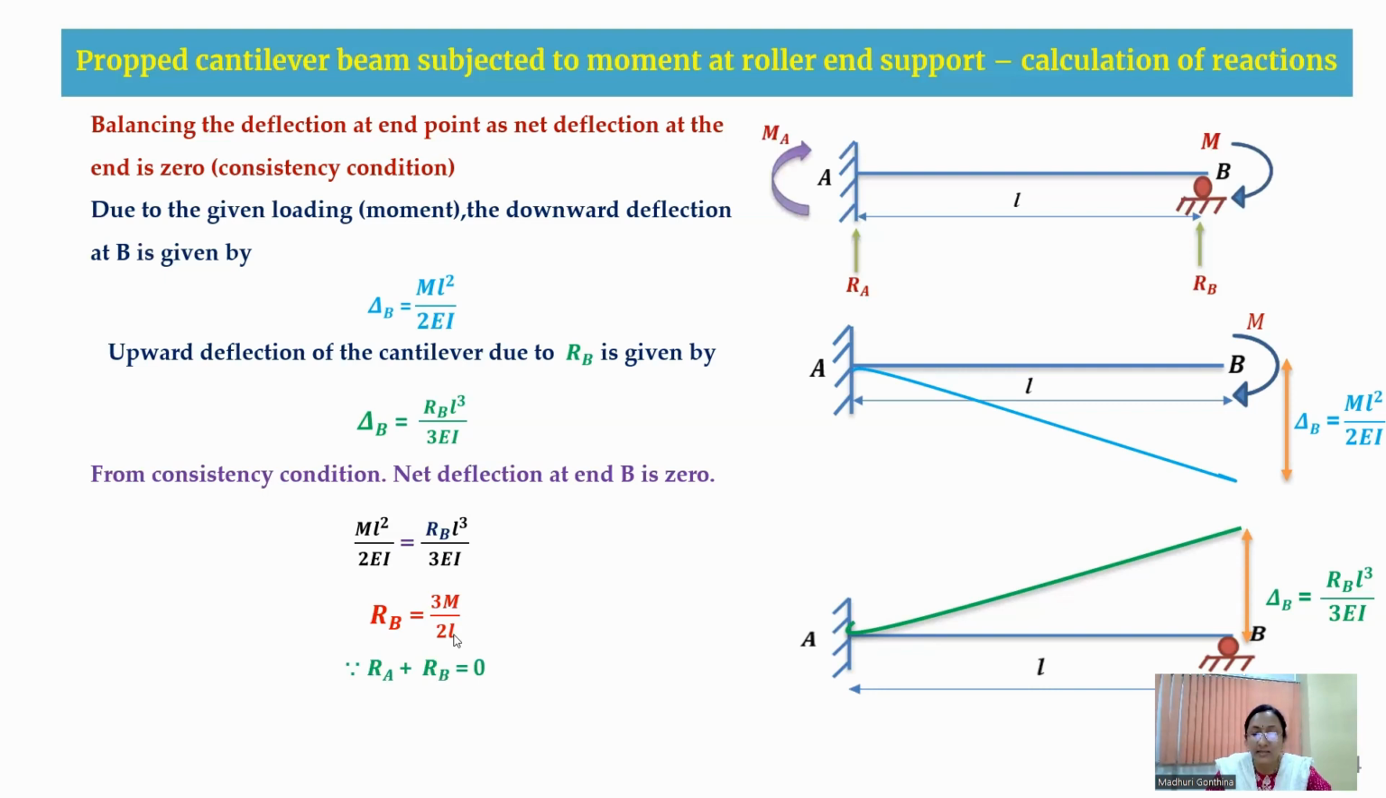Another equation is there from sigma Fy equal to 0. That is RA plus RB equal to 0. That means RA is opposite to RB. Therefore, RA is minus 3M by 2L. In this case, you can make RA in the upward direction and write the value to be negative, or you can make RA a positive value and change the direction of the arrow to be downward. Here I'm just representing RA in the same way, upward only. I'm just making RA a negative value. So I'm taking the same sign convention, but I'm taking the RA value magnitude to be negative.